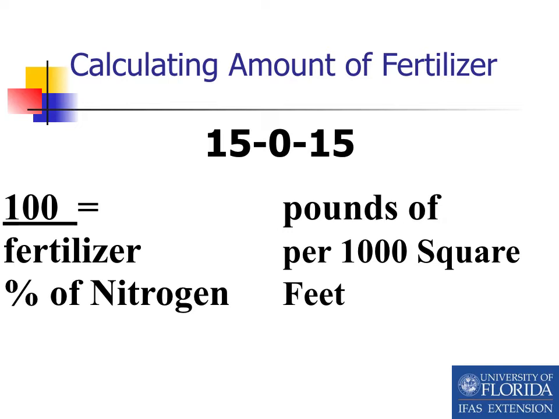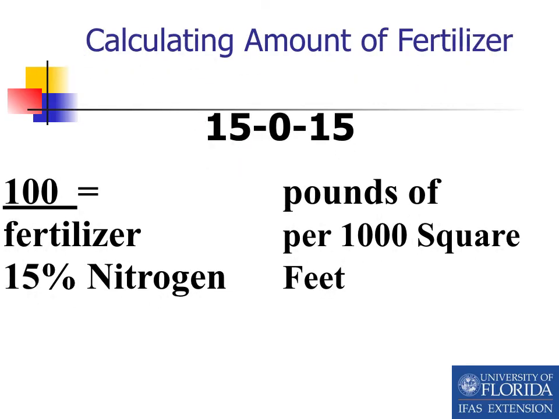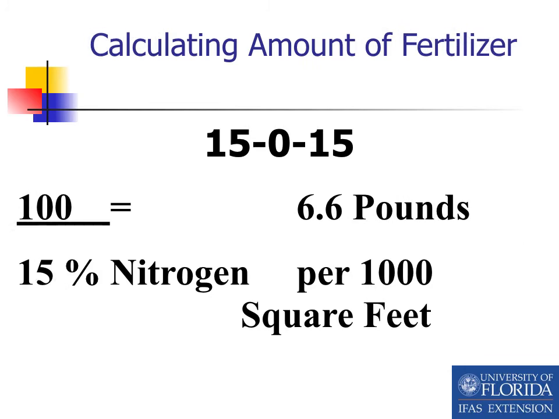Let's take a moment to pull out a calculator if need be. Maybe you're doing the math in your head. Let me give you another moment to think about this. So for those that are math-minded or have a calculator handy, 15 will divide into 100, and that'll equal 6.6 pounds of this particular fertilizer for 1,000 square feet of lawn, landscape, vegetable garden, or flower bed for that matter.